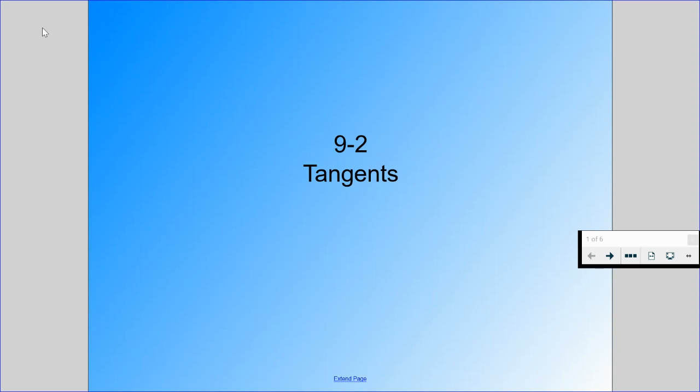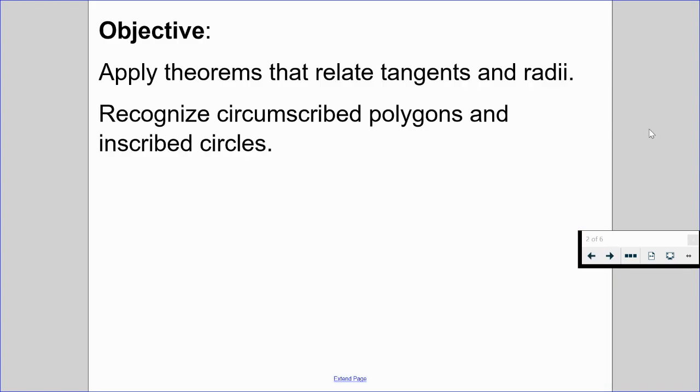In this video, we are going to be going through Chapter 9, Section 2, titled Tangents. By the end of this video, we should be able to apply theorems that relate tangents and radii, as well as recognize circumscribed polygons and inscribed circles. So let's have out our guided notes.